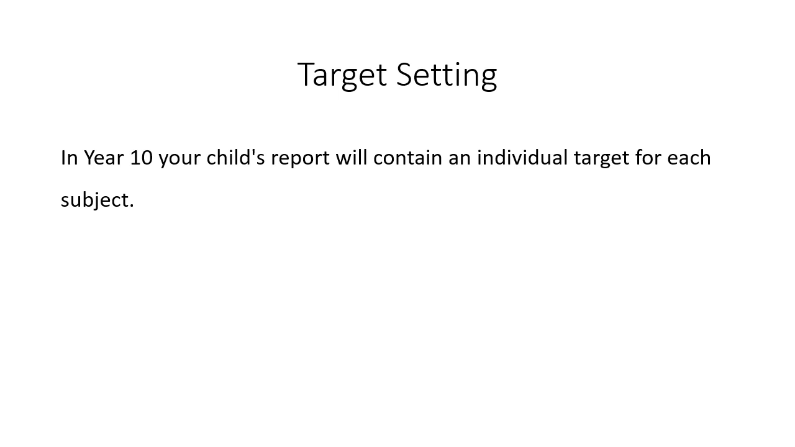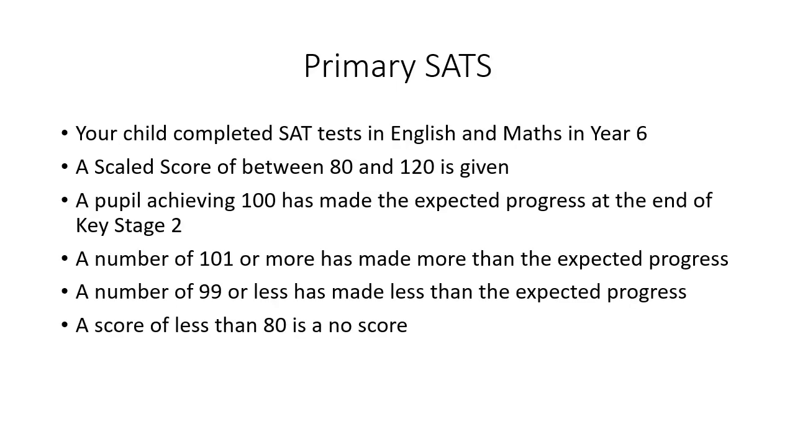When your child starts in Year 10, you'll notice on their first report that they will get an individual target grade for each subject. This target grade is based on their performance at primary school, or rather what they got in their SAT exams. As you will know, every child would have sat the SATs in Year 6, and each child gets a scaled score between 80 and 120. A pupil who got a scaled score of 100 is said to have made the expected level of progress at school. Any number higher and they have overachieved, any number lower and they have made less than the expected progress.